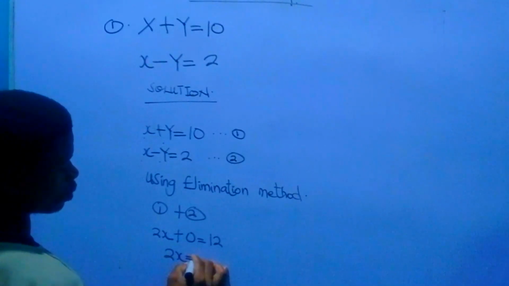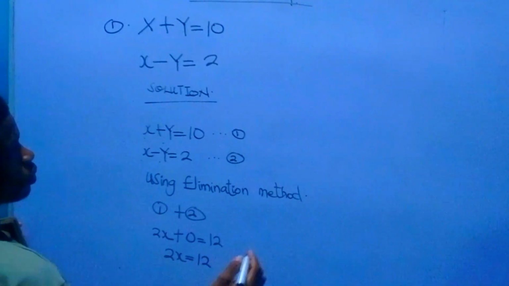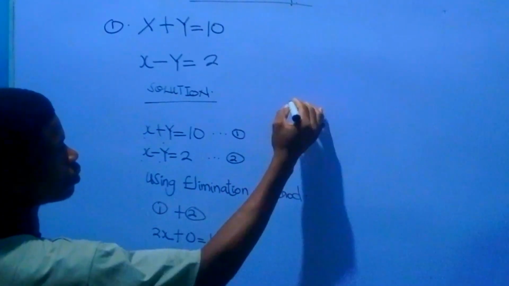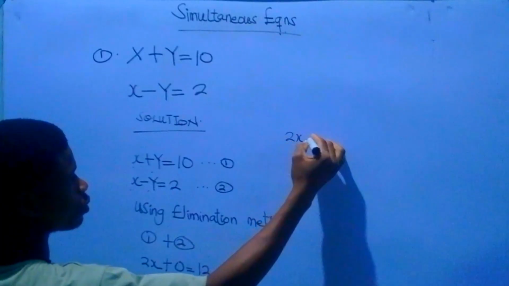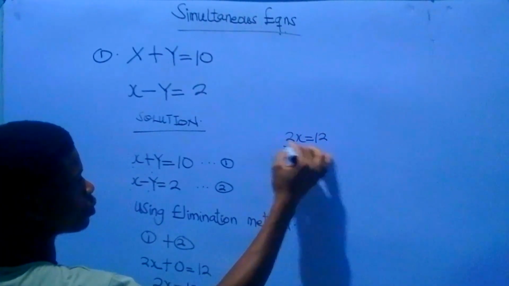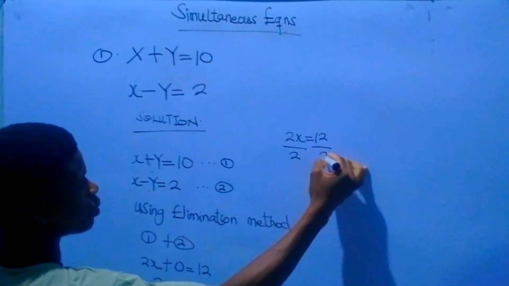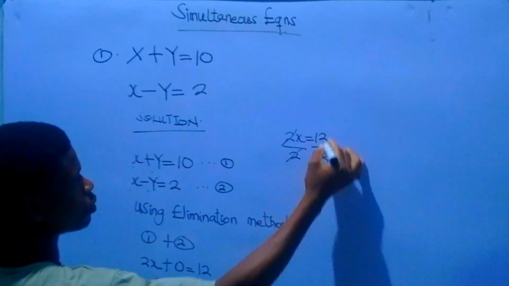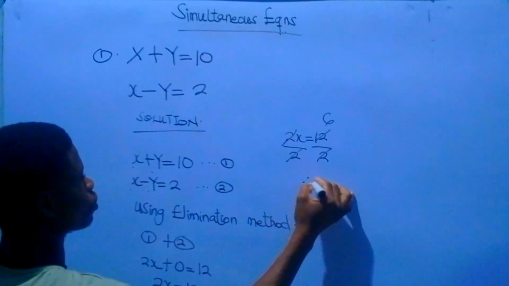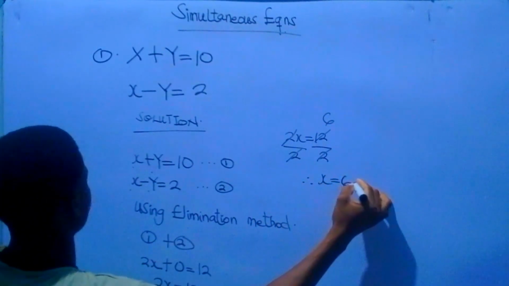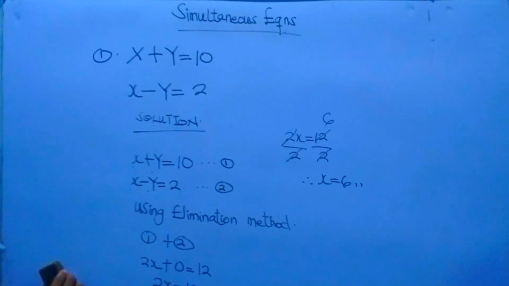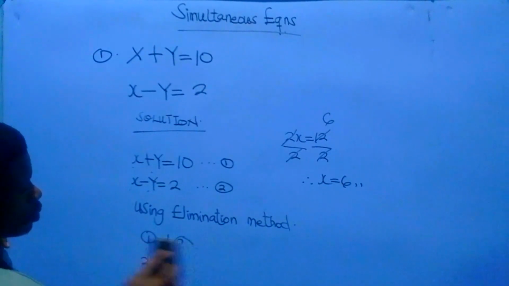This is a very simple equation. See how you have simplified a simultaneous equation to get a simple linear equation. It's fun and easy. You divide both sides by 2. So now x is equal to 6. Very easy. In a simultaneous equation, we need two answers, one for x and one for y. So we are about to find y.